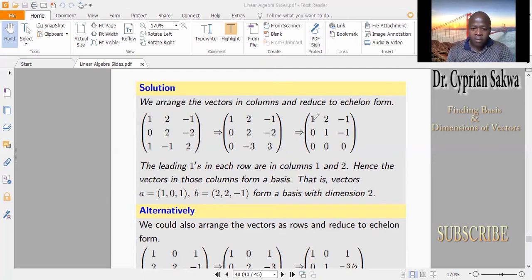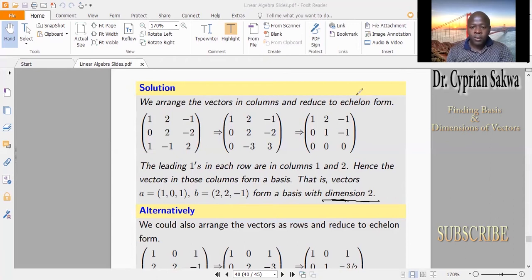What is the vector in column 1? The vector in column 1 was 1, 0, 1. And the vector in column 2 was 2, 2, negative 1. That was vector A and vector B. So these two vectors form a basis. That basis has how many elements? It has vector A and it has vector B, and those are two elements. Therefore, the vectors form a basis of dimension 2 because we have two elements in the basis.